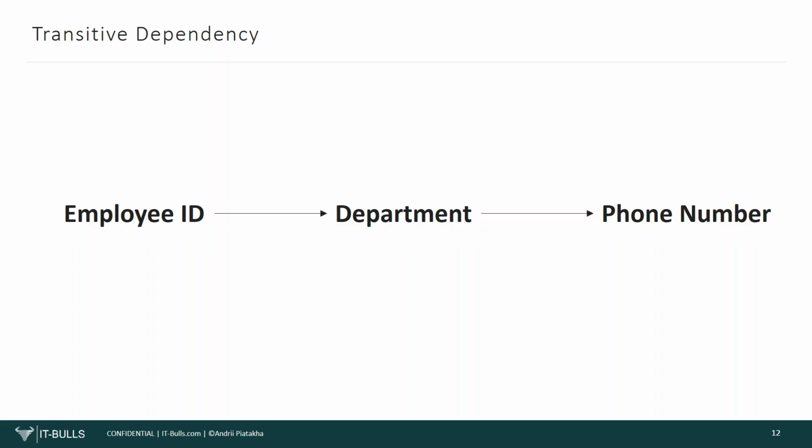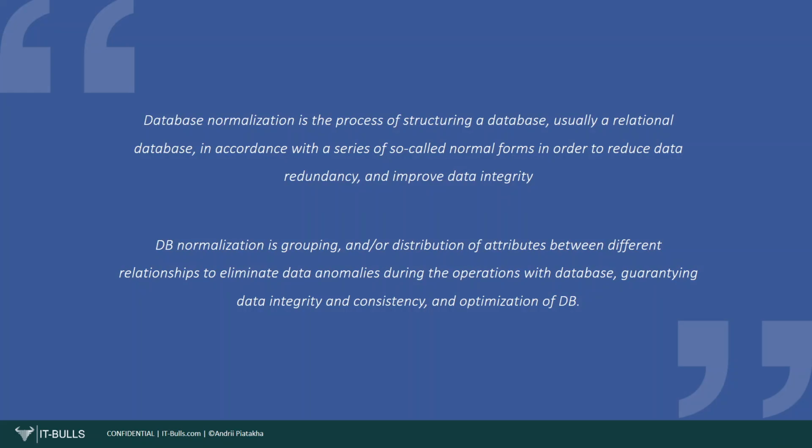For example, there might be a dependency between the ID of an employee and the ID of the office where this employee works, and there is another dependency between the office ID and the number of the phone in that office. So, that means that the dependency between the ID of the employee and his office phone number is transitive. Is it clear? Now, when we know what functional dependency is, we are good to proceed with learning normalization and normal forms. Let's understand first, what is normalization?